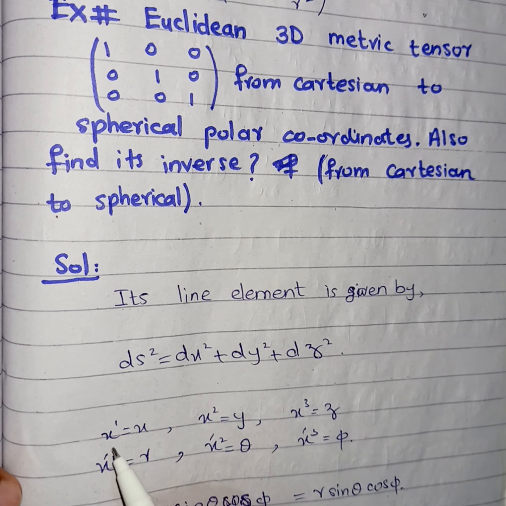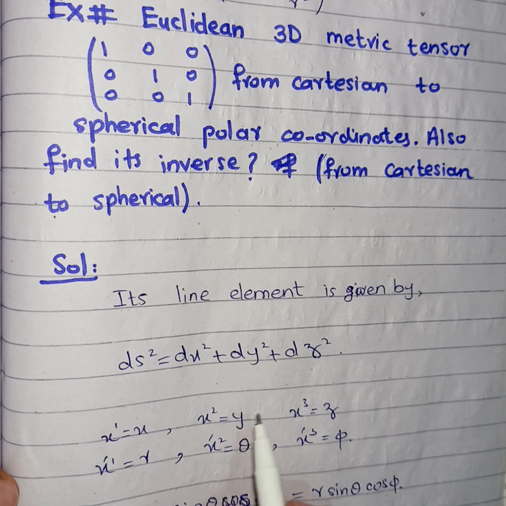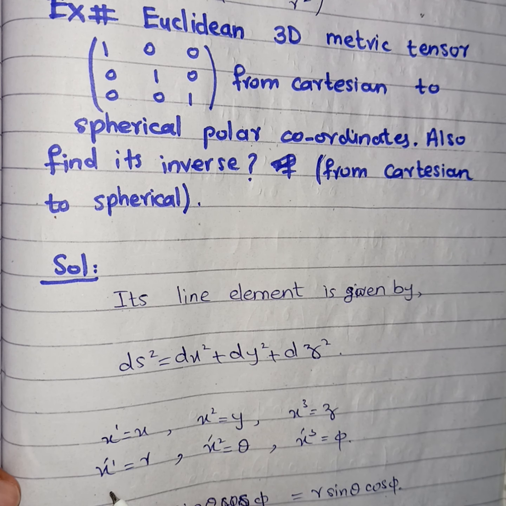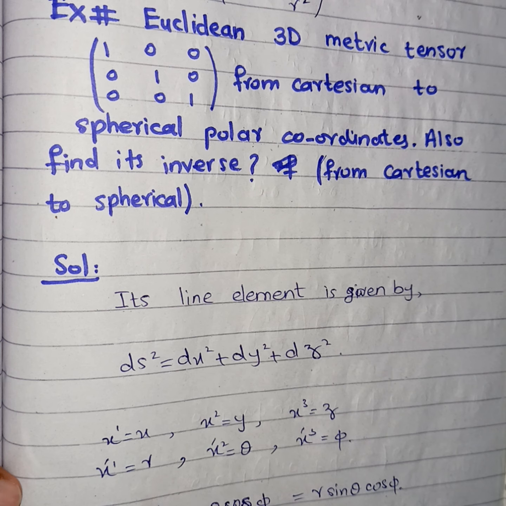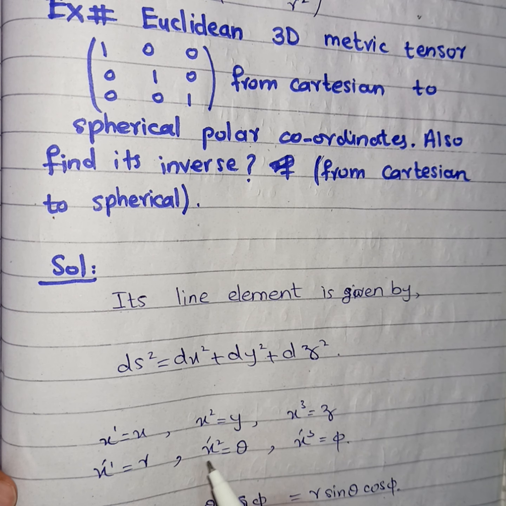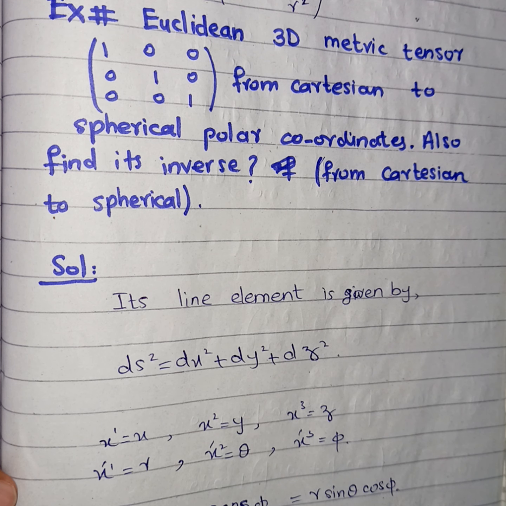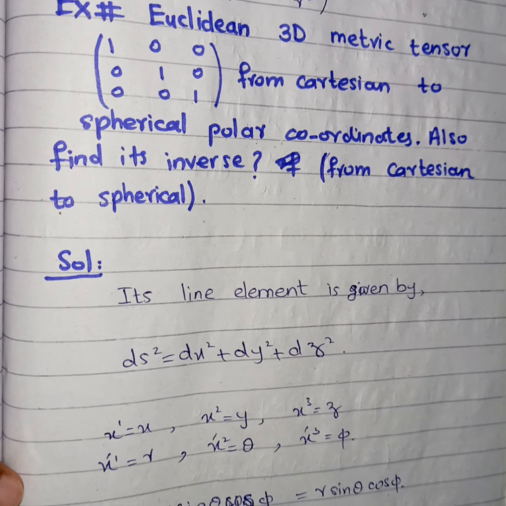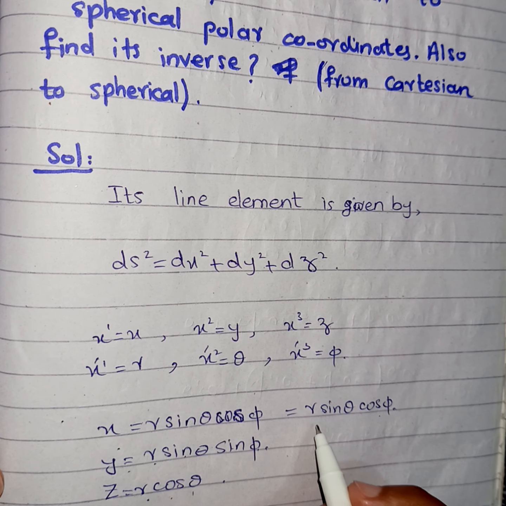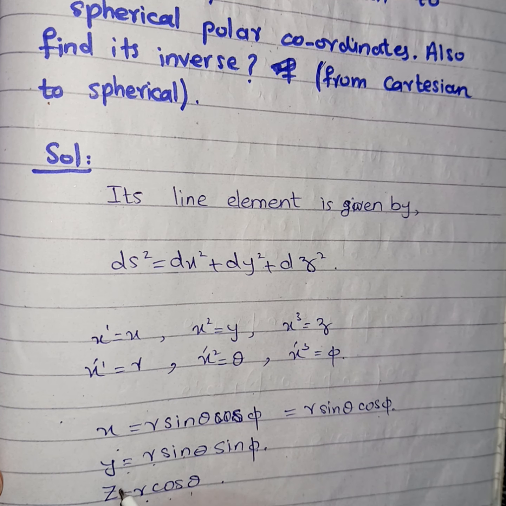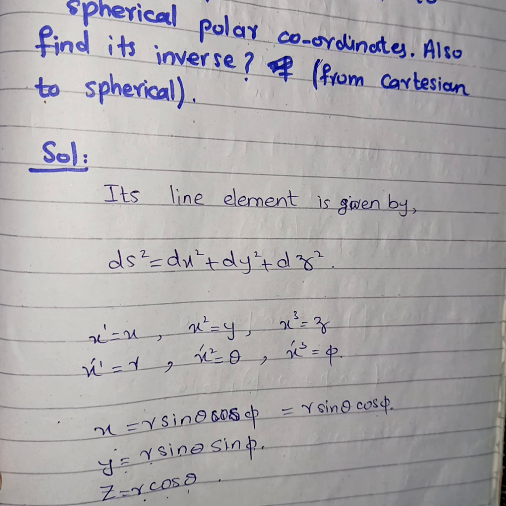So the old coordinates are x, y and z, and we have represented them by x1, x2 and x3. Sorry, these are the variables, not coordinates. The new variables will be x1' = r, x2' = θ, and x3' = φ. Now students, we know the transformation equations are x = r sinθ cosφ, y = r sinθ sinφ, and z = r cosθ.